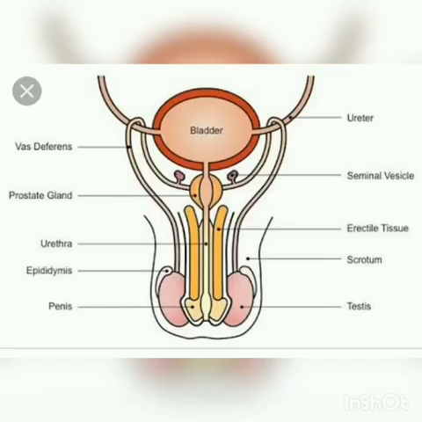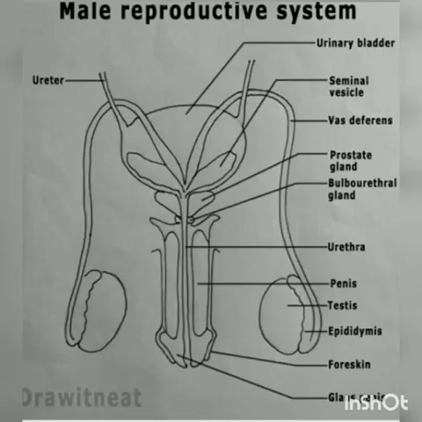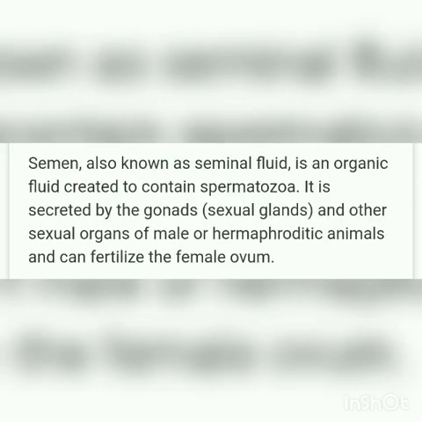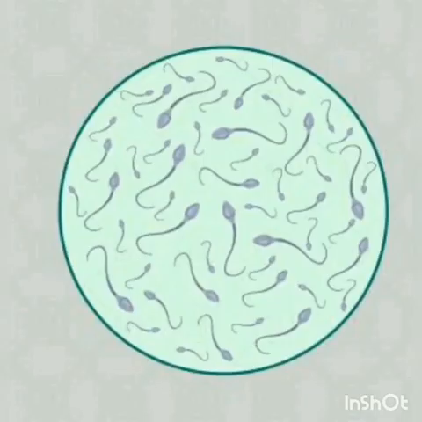The accessory glands of the reproductive system include paired seminal vesicles and bulbourethral glands, also called Cowper's glands, and a single prostate gland. The seminal vesicle secretes a fluid called seminal plasma. Semen is a milky white fluid which contains sperms.